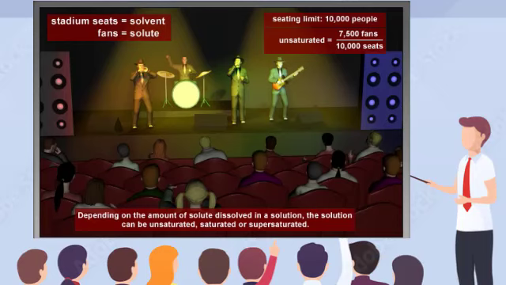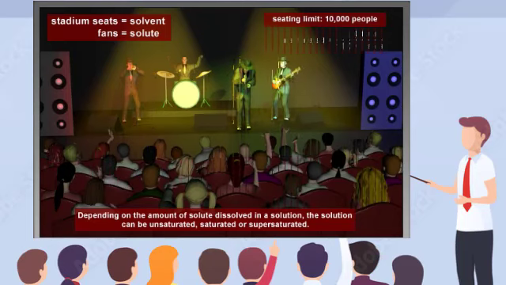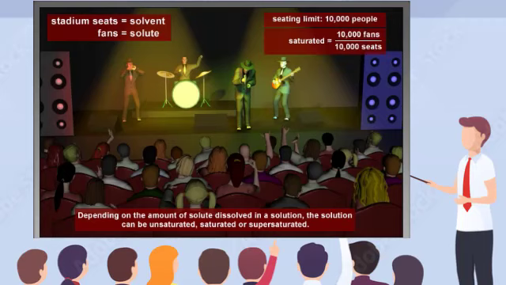is capable of holding. As time passes, the remaining 2,500 people stroll into the stadium before the headlining band is scheduled to play. At this point, the stadium is full. This is equivalent to a saturated solution because the solvent contains as much solute as it can, just as the stadium contains as many people as it can.